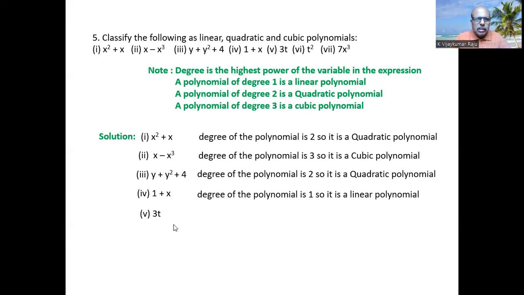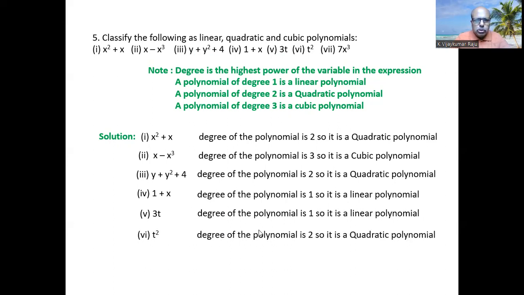Next. 3t. T raised to 1 it is. The degree of the polynomial is 1. So it's a linear polynomial. T square. Degree of the polynomial is 2. So it's a quadratic polynomial. 7x raised to 3. Power of the variable is 3. Degree is 3. It's a cubic polynomial.